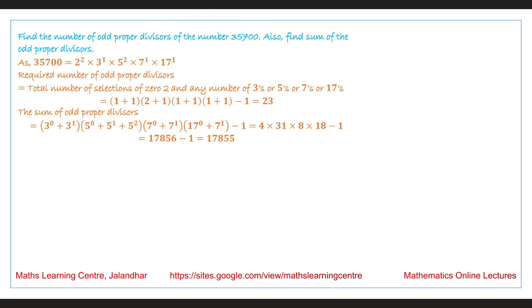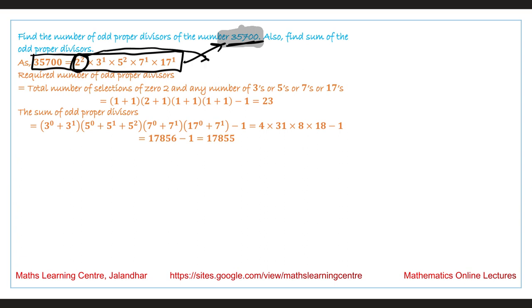Next is find the number of odd proper divisors of the number 35700. Again this number is even, so it is not an odd proper divisor itself. If we have to calculate the odd proper divisors, we write the prime factorization of this number. This is the prime factorization of this number. The terms with 2 should not be there; the powers of 2 should not be there. So there is only one option from which we can choose the power of 2.